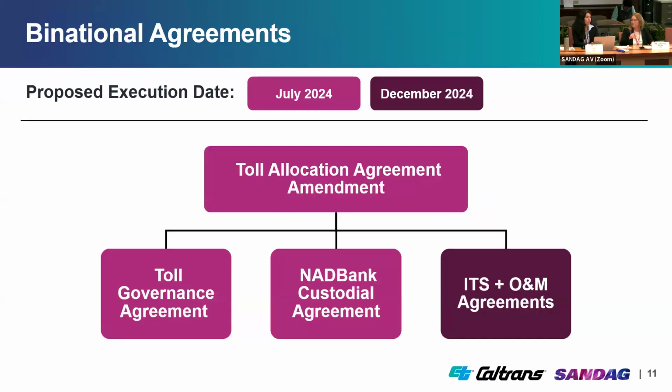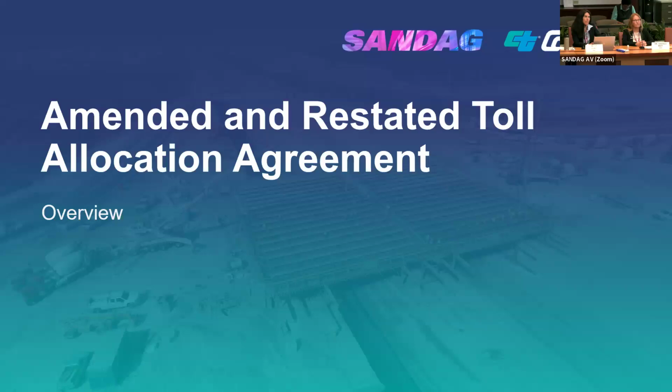So the binational agreements that are before this committee include the toll allocation agreement, the toll governance agreement, and the custodial agreement. We plan to come back to the Borders Committee for recommendation later this year on two other technical agreements related to the intelligent transportation system, as well as operation and maintenance.